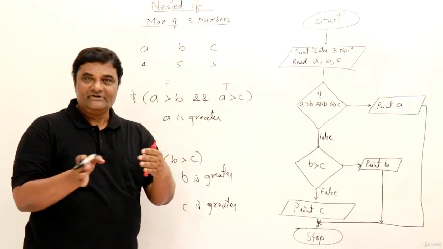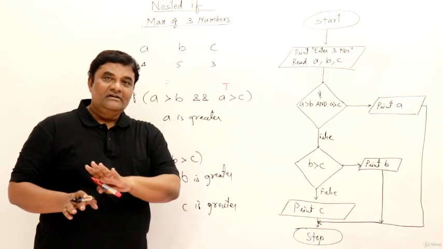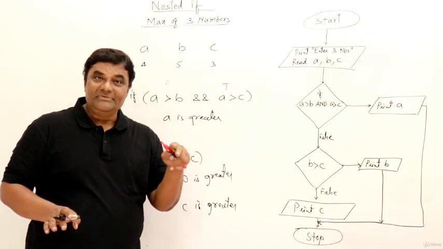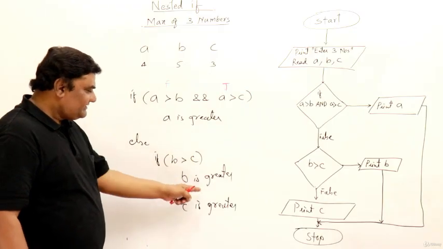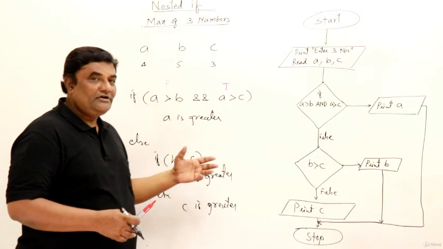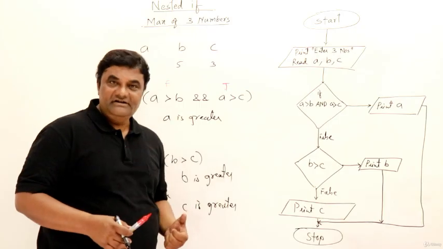One is gone, right? A is gone, it's not greater. So who are remaining? B and C. If B is greater than C, B is greater. Otherwise, C is greater. So this is how we can check the greatest of three numbers.